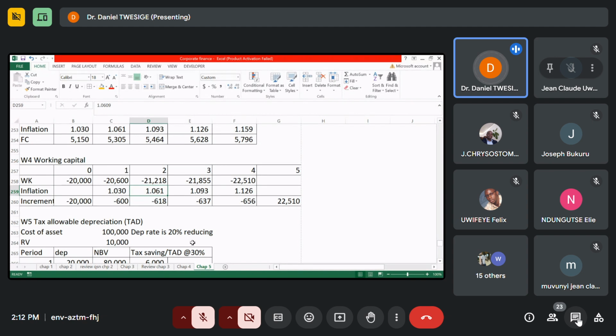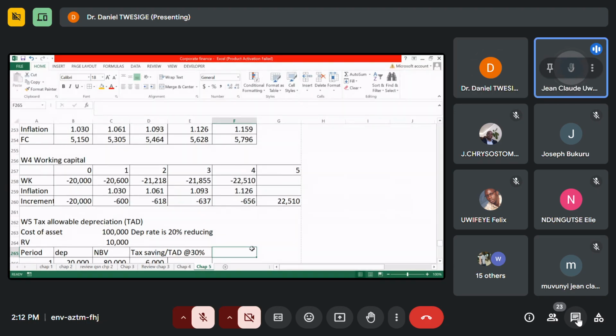Any other question? Excuse me, sir. I want to understand the idea behind the working capital. At year 0, we injected the 20K. Then each year, our initial investment on working capital reduces, or increases? Yes, it is reducing because.